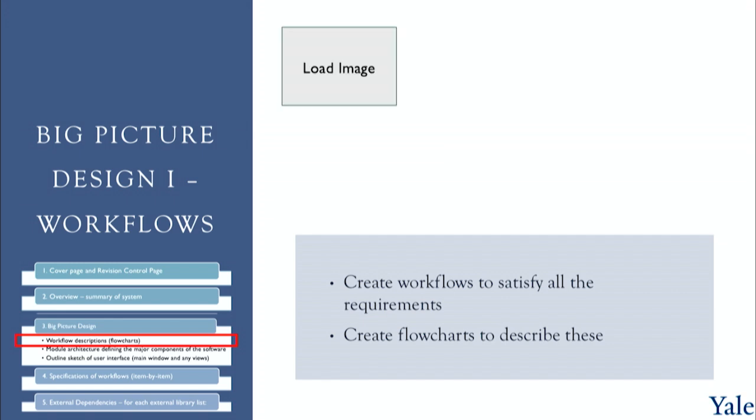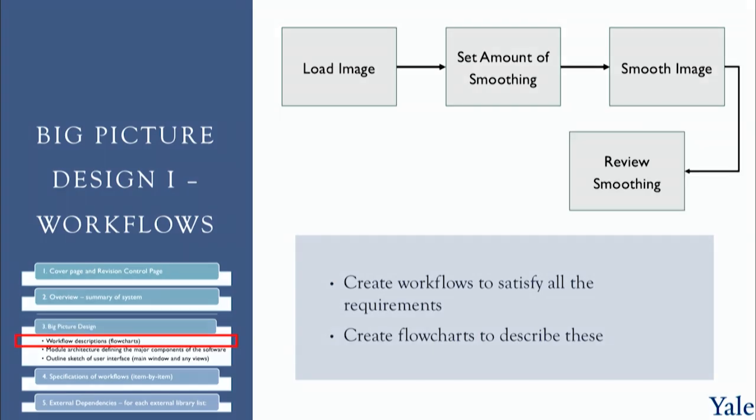So let's take a simple workflow. This is to smooth an image. Assume our software wanted to do some smoothing of an image. Our workflow has 5 steps. We load the image, we set the amount of smoothing, we smooth the image, we review the smoothing, and we optionally save the image. So this is a workflow to meet one particular requirement.